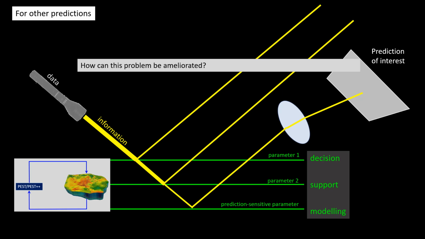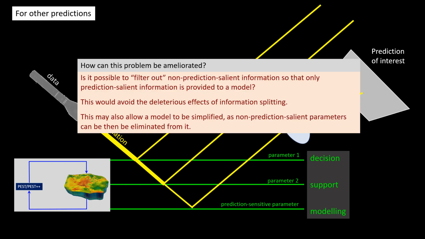So what we're looking for is a way that we can filter out information that informs parameters that are not salient to a prediction, because we've seen how that information separation process is easily corrupted, especially in a complex model. If we can avoid the deleterious effects of information splitting, then maybe we're ahead, because we can harvest only the information that we need and direct that information to predictions of management interest.